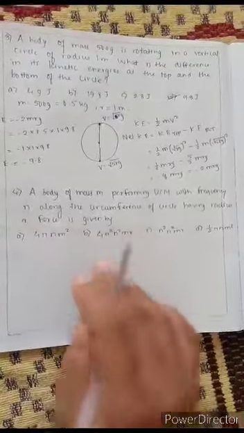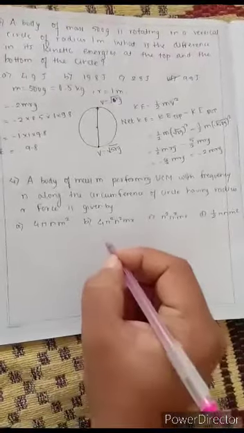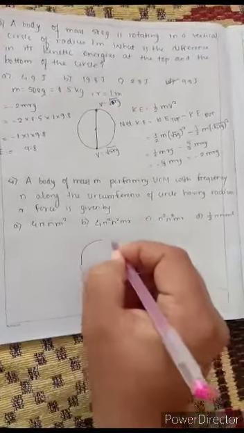The force is given by. Now this is quite simple. A body of mass m is performing uniform circular motion.